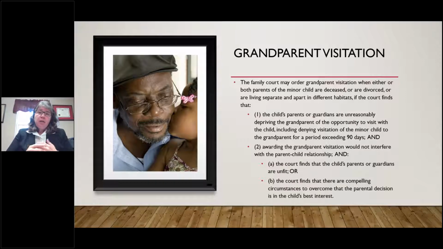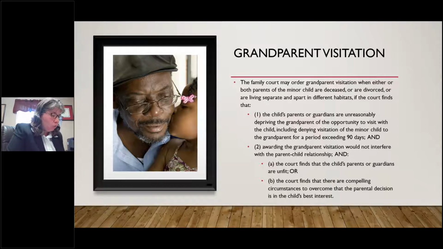Now I'm going to switch to talking about what we call grandparent visitation, or grandparent custody, or third-party custody. This is because a lot of times there are situations where the mother or the father or both have abandoned the child, left the child with a third party, and that party needs custody. But let's first just talk about grandparent visitation, because a lot of times there will be situations where the parents will not allow the grandparent to have any visitation with their grandchild.